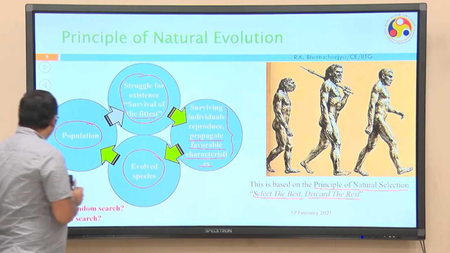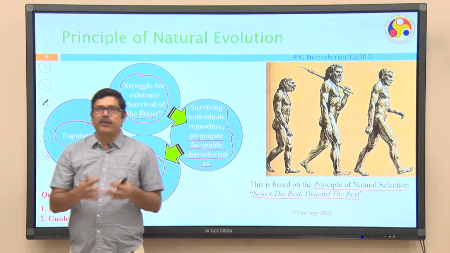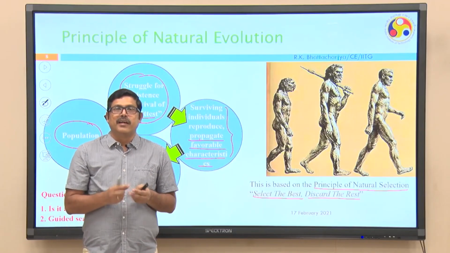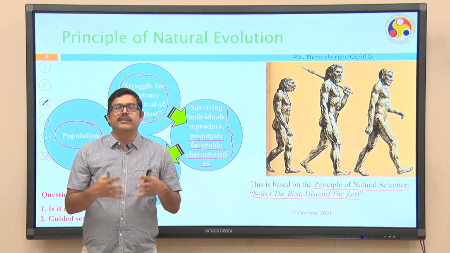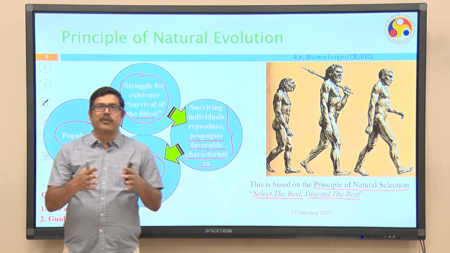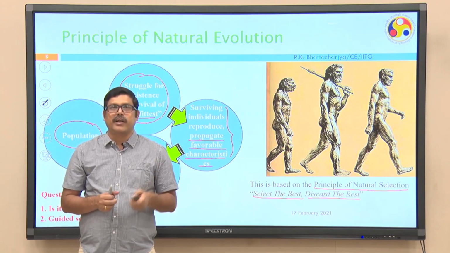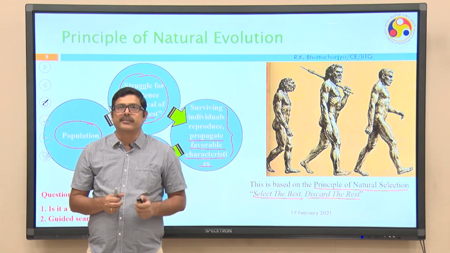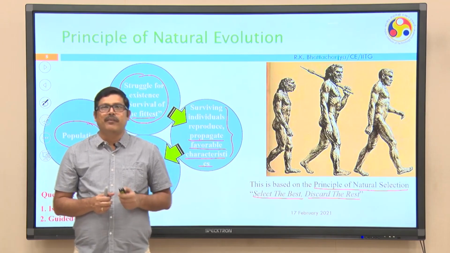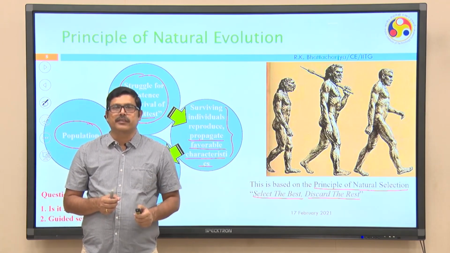So now the question is whether it is a random search or a guided search. Whatever evolve process, we are evolving, so is this evolve process a random search process or a guided search process, whether it is guided by some rules or somebody is guiding it. Before that we have to understand what is random search and what is guided search. In the next slide I will explain this.